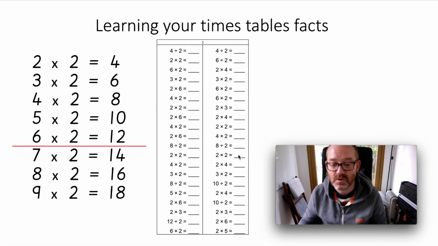2 2s are 4. 4 2s are 8. 3 2s are 6. 2s are 10. 4 2s are 8. 2s are 10. 3 2s are 6. 6 2s are 12. 5 2s are 10. And that would be the end.